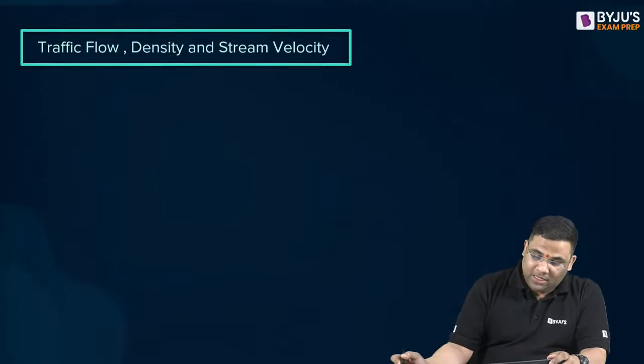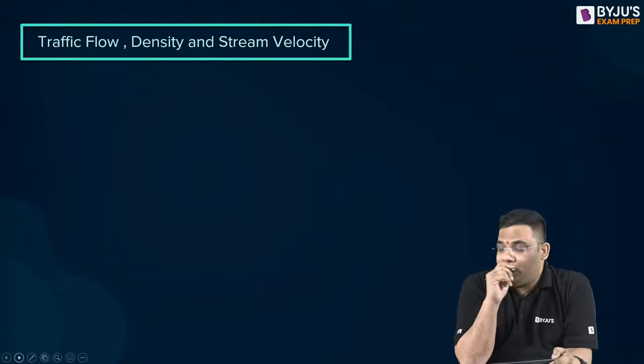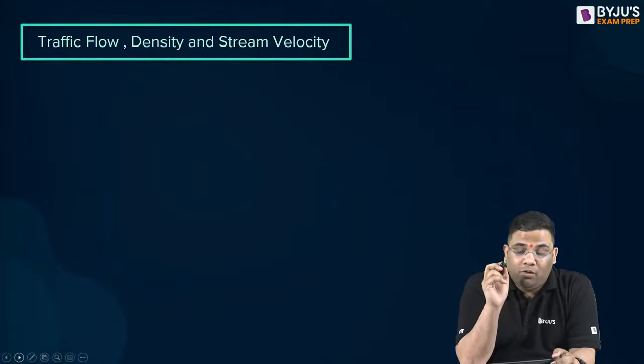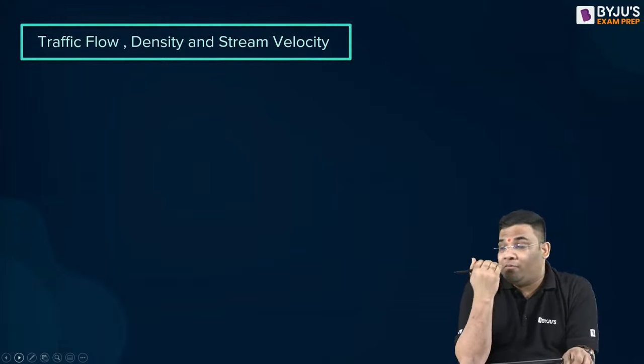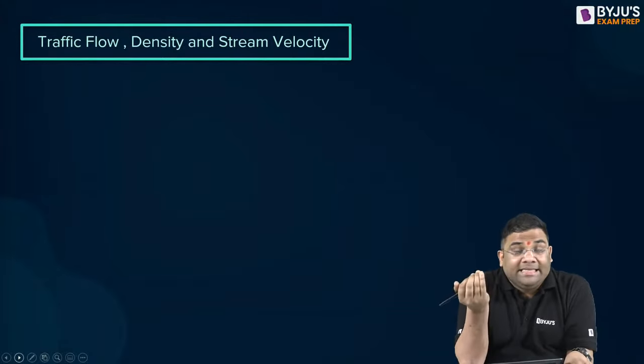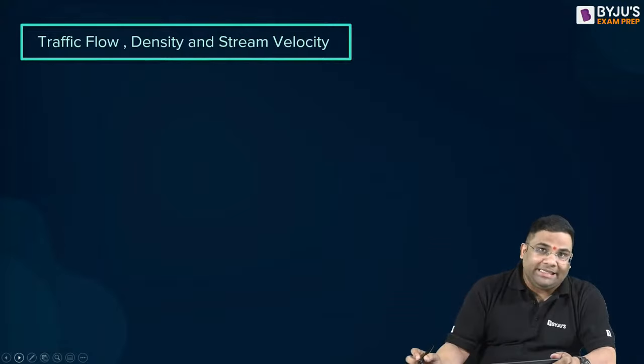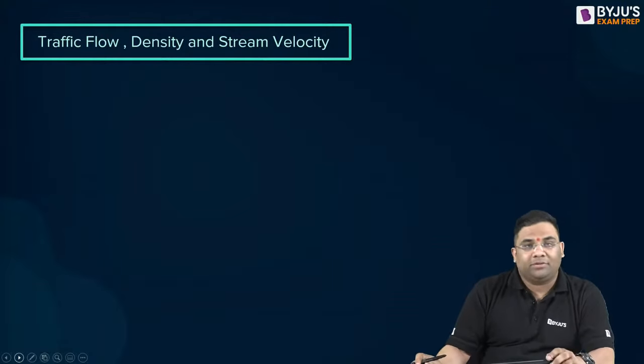First, I will introduce three topics: traffic flow, density, and stream velocity. What is traffic flow? Then what is traffic density and what is stream velocity? Let us understand these three terms.